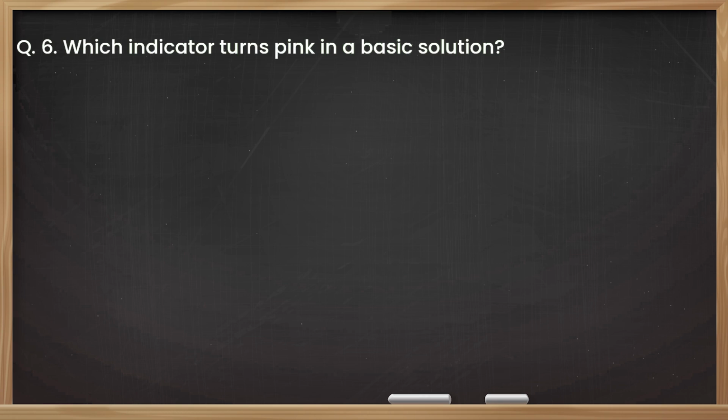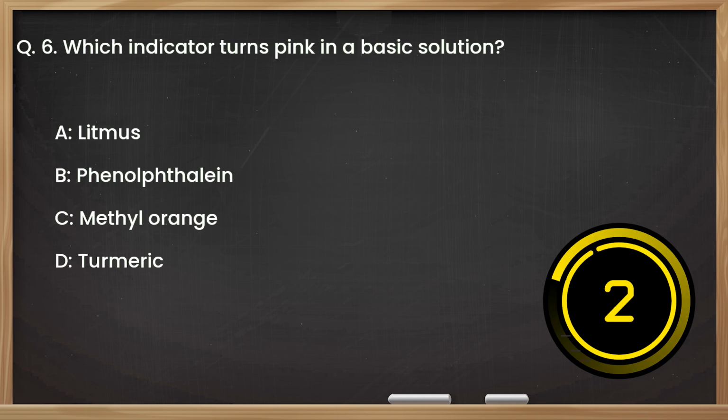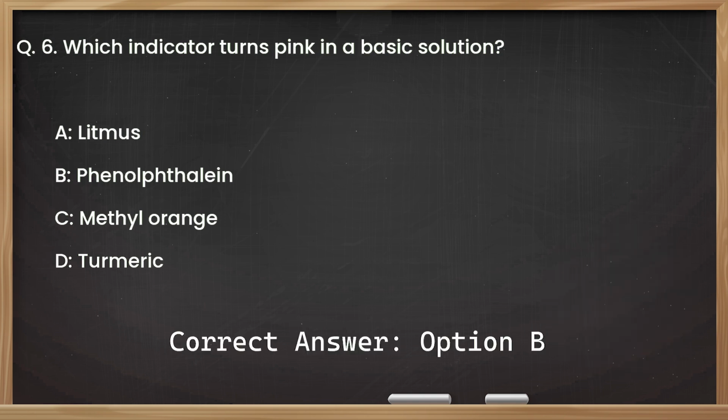Question 6. Which indicator turns pink in a basic solution? Option A, litmus. Option B, phenolphthalein. Option C, methyl orange. Option D, turmeric. You have 5 seconds to answer the question. The correct answer is option B, which is phenolphthalein. Phenolphthalein turns pink in basic solutions, indicating a pH above 7.